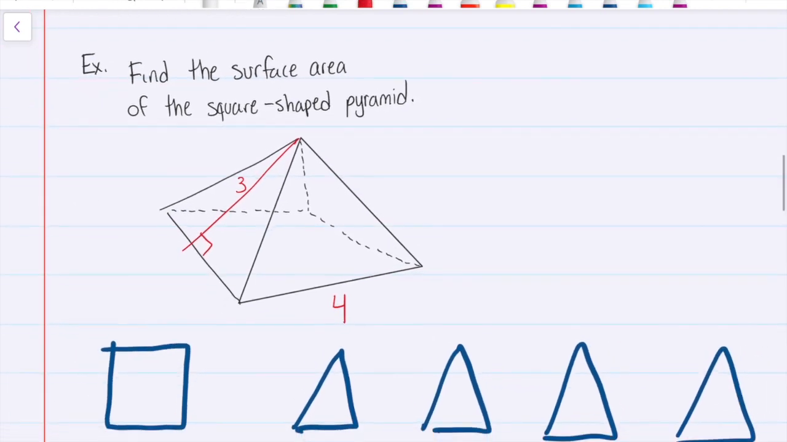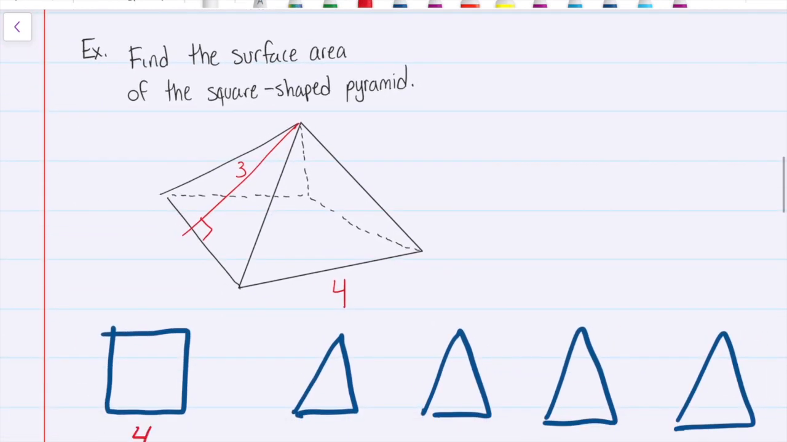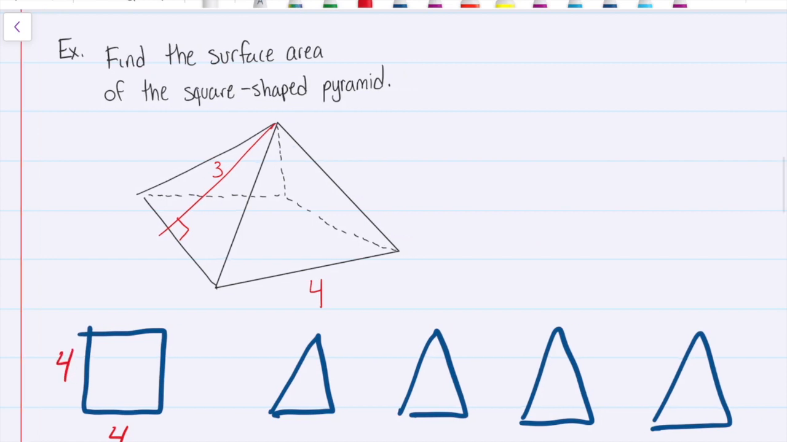We notice that the square at the bottom is a 4, and because it's a square, it's 4 by 4. Now, with the triangles, the base is also 4, and the heights, as shown right there, are 3. So all of them are base 4, height 3.